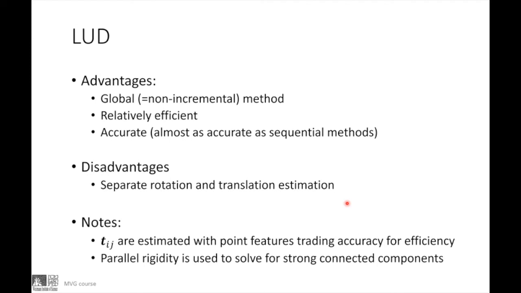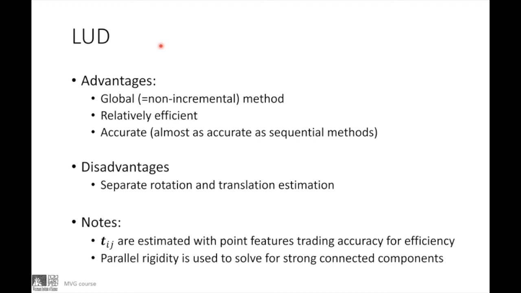So let me just say that LUD, this is the algorithm. It works first by averaging rotations, then averaging translations and scale by the method that I showed now. The advantage is it's a global method. You look at all the images at once. It's non-incremental. It's relatively efficient because you solve only for cameras. You don't need the point features. And it's relatively accurate. Still, sequential methods are slightly more accurate.